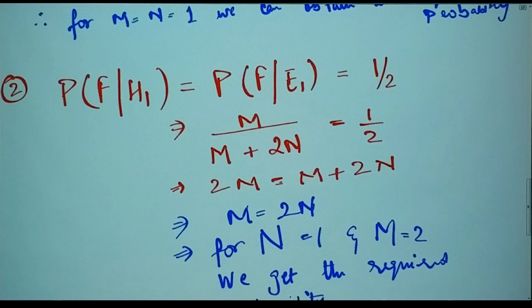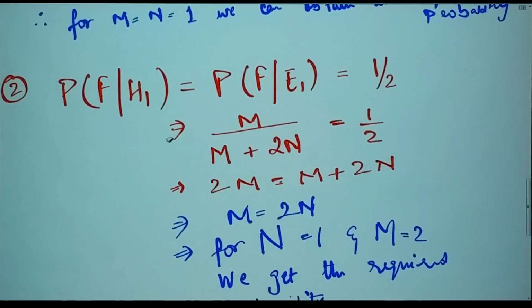And similarly, the probability of getting a fair coin given that one head has already occurred is equal to, H1 is basically equal to the event E1 where one head has occurred. So P of F given E1 is equal to 1/2, as we are given in the question. Again, substituting the values and solving, we get the equation m is equal to 2n. So again, in order to get the minimum number of coins, we select n to be 1, which gives us that m is equal to 2. So basically we require 2 fair coins and 1 unfair coin to get this particular probability.